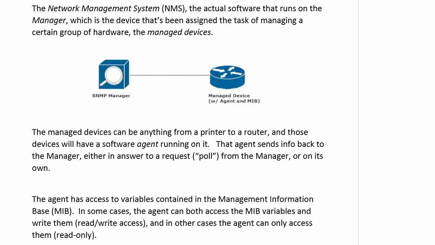And it's a software agent, and that agent sends info back to the manager, either in answer to a request from the manager, which we call polling, or on its own. Now, the agent has access to variables contained in the MIB, the Management Information Base. In some cases, the agent can both access the MIB variables and write them, which is RW, read-write access. And in other cases, the agent can only access them, and you'll see that as RO.